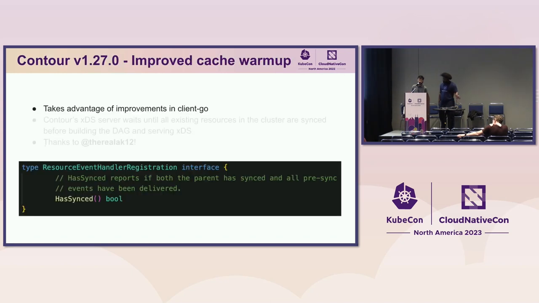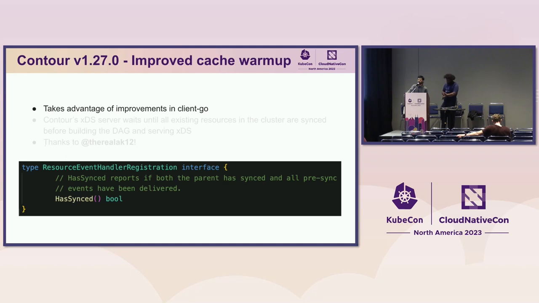Quite an interesting contribution from a community member is the improved cache warm-up logic that we've been able to have, as supported in Contour. It takes advantage of some of the improvements in Client Go that were developed recently, being able to have informer events and event handlers internal to the Contour controllers actually propagate when those events are fully handled by those controllers, by those event handlers.